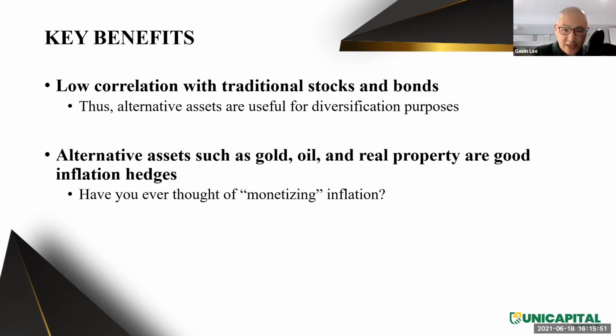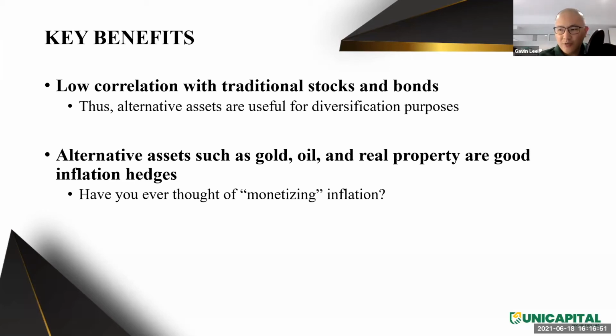Now, common alternative assets like gold, oil, and real property are good inflation hedges. So inflation hedge means that when inflation is going up, the price of gold, the price of oil, the price of real property, they also tend to go up. Now, one way of thinking about this is monetizing inflation. If you have alternatives like gold, oil, or real property, so we're familiar with real property, guess what? As inflation goes up, the value of your alternatives are also going up. In other words, you're monetizing inflation. So, for as long as you have these types of alternative assets, you're actually benefiting from inflation. Of course, some of your investments might be suffering, but your investments in these alternatives are actually working in your favor if inflation is going up.